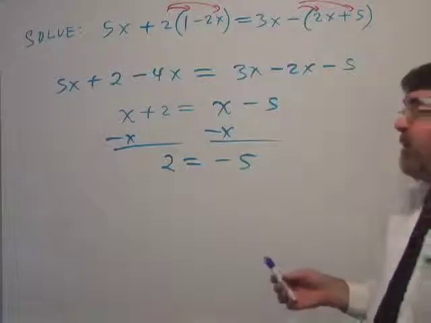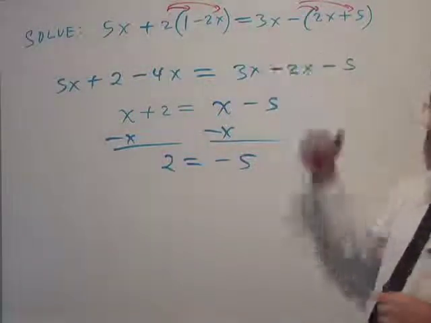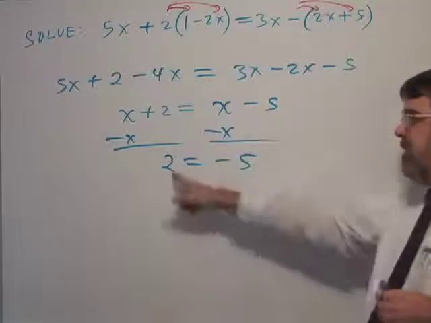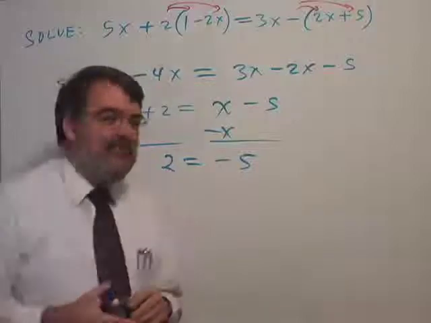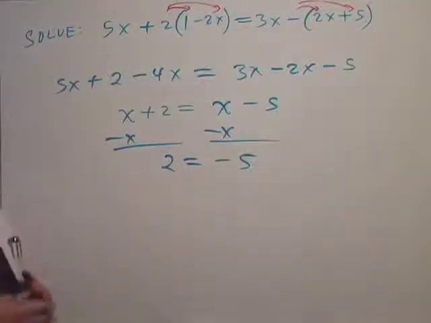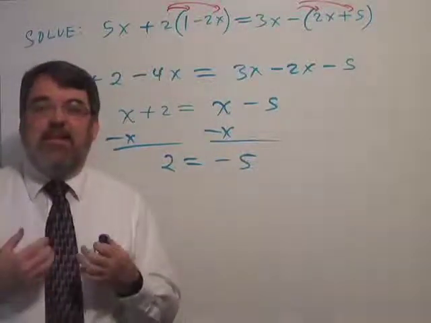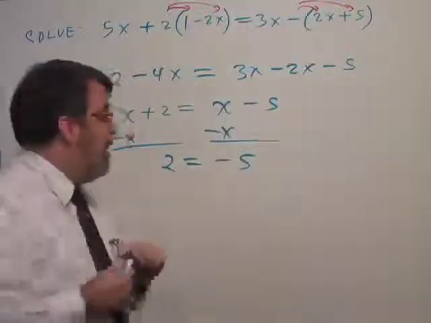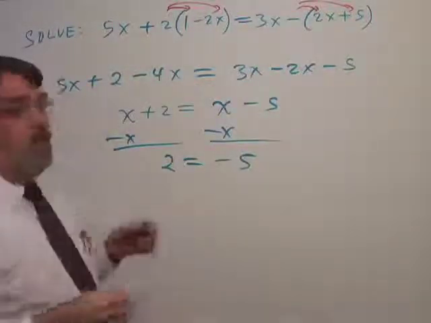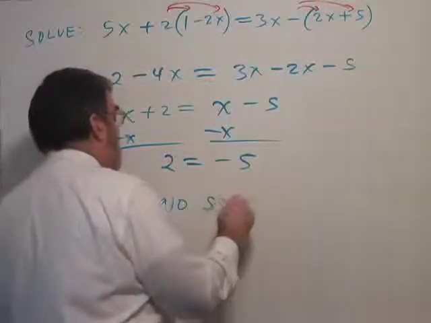That's obviously impossible. But what it says is that no matter what number you plug in for x, you're going to end up with an impossible situation. 2 = -5 is certainly impossible. And so what do you do? What do you conclude? Well, there is no answer to this problem. You cannot find an x that will balance this equation. And so I need to write a conclusion. I'm going to put no solution here.